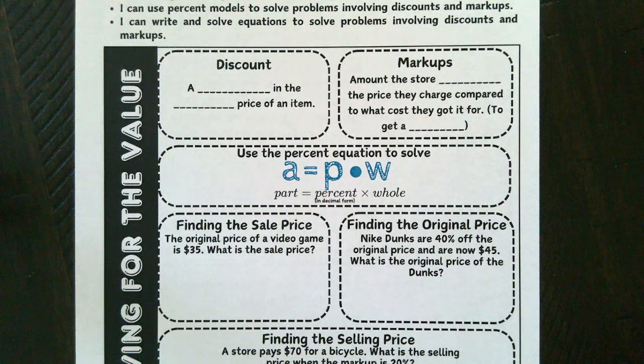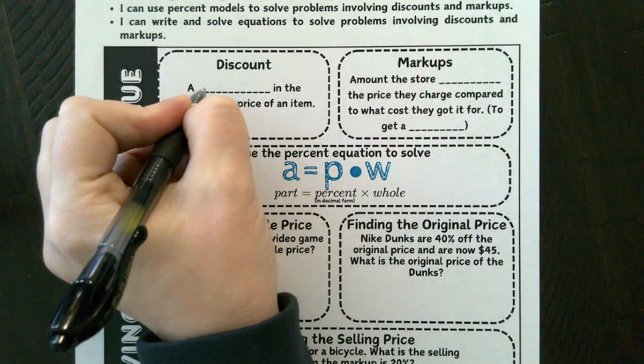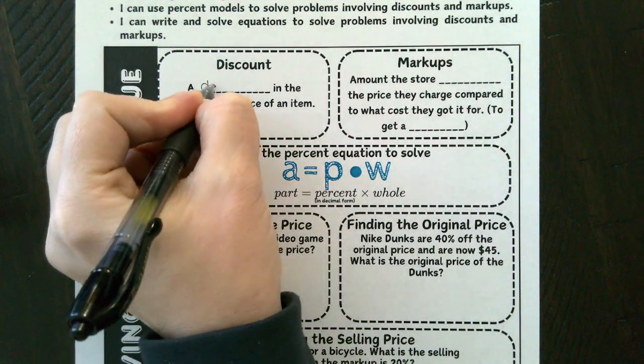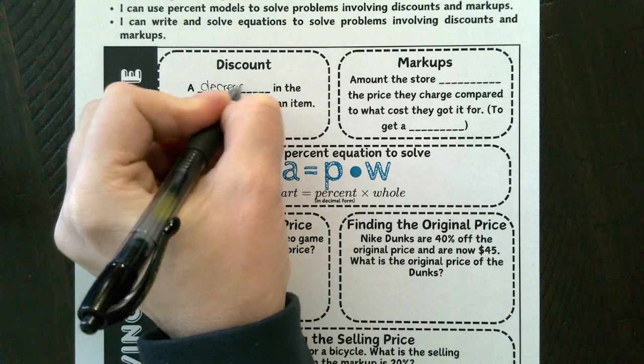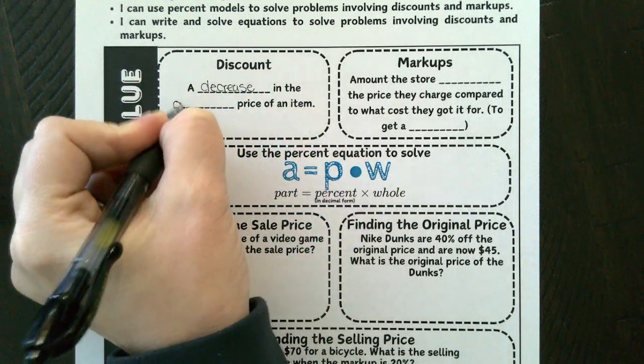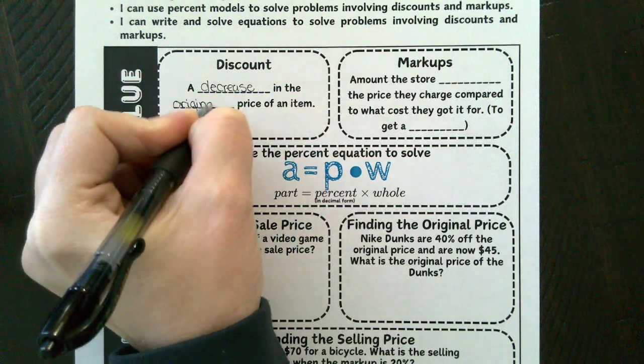The first one is discount. A discount is a decrease in the original price of the item. So a decrease in the original price of the item.